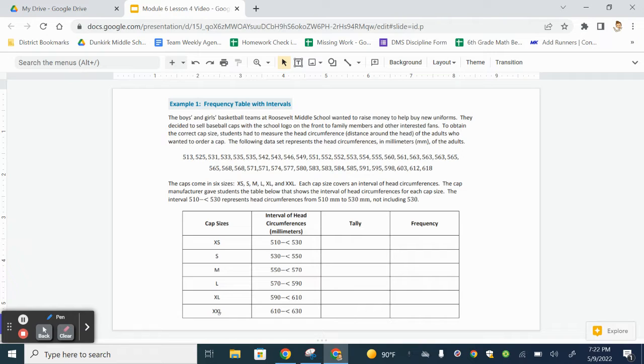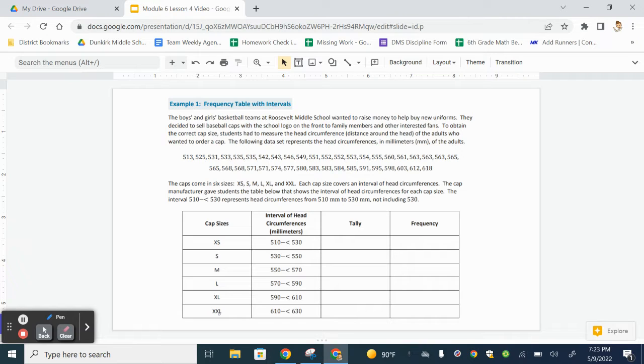Of the adults who wanted to order a cap, the following data represents the head circumference in millimeters of the adults. So all of these numbers indicate how many millimeters every adult that they measured's head was. All right. So the caps come in 6 sizes: extra small, small, medium, large, extra large, and XXL. Each cap covers an interval of the head circumferences. The cap manufacturer gave students the table below that shows the interval of head circumferences for each cap size.